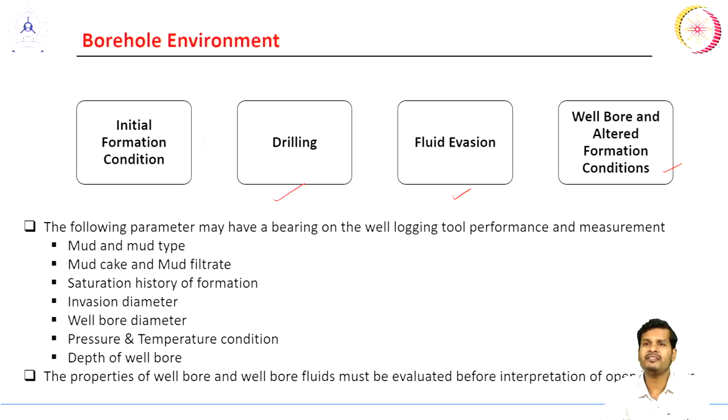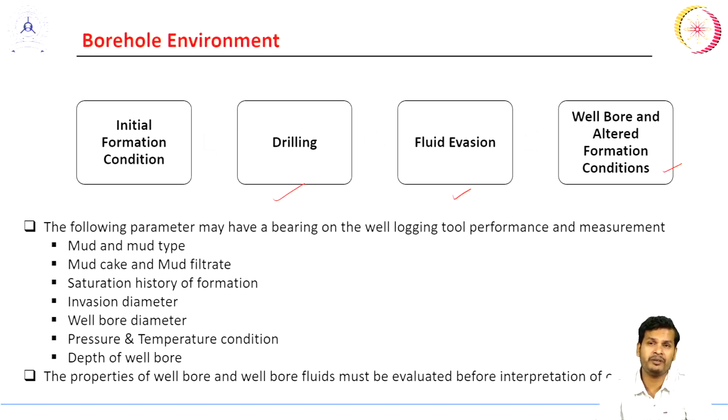So these things we will focus on today and also in the next lecture. For example, these are the parameters that we need to consider before interpreting any logging tool data. What type of mud is there inside the wellbore? Oil-based mud or a water-based mud? What are its properties, its density, and its resistivity? So, mud and mud filtrate properties.